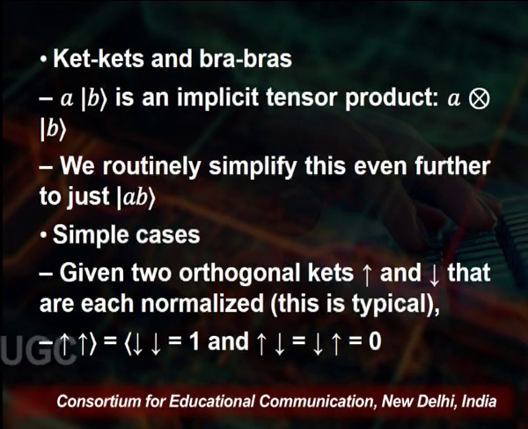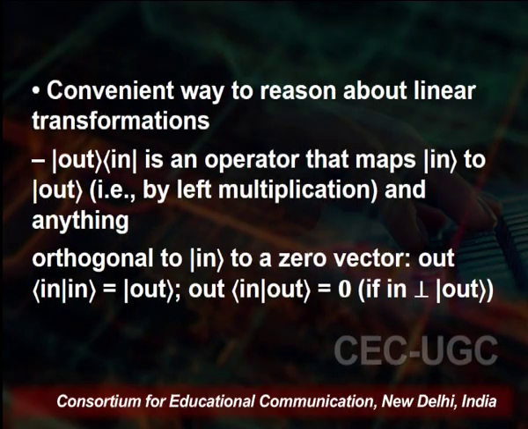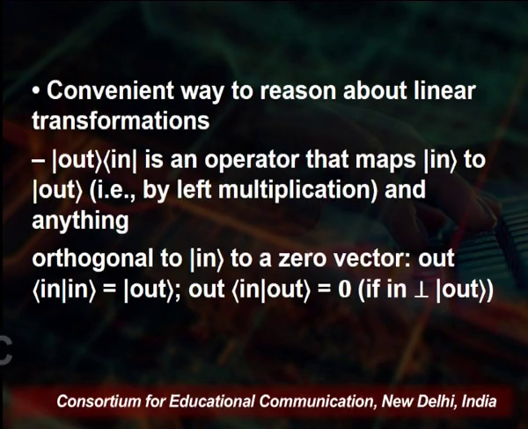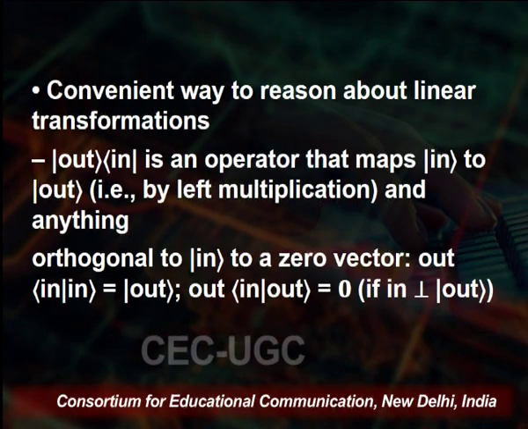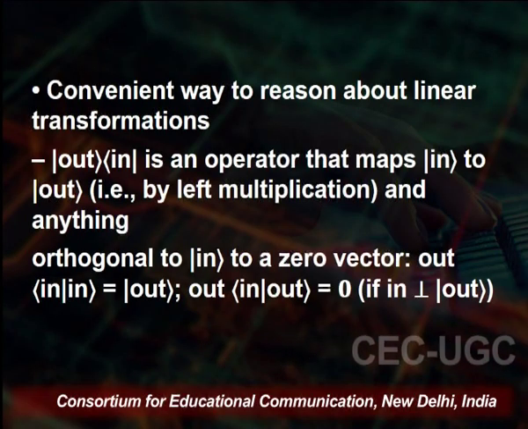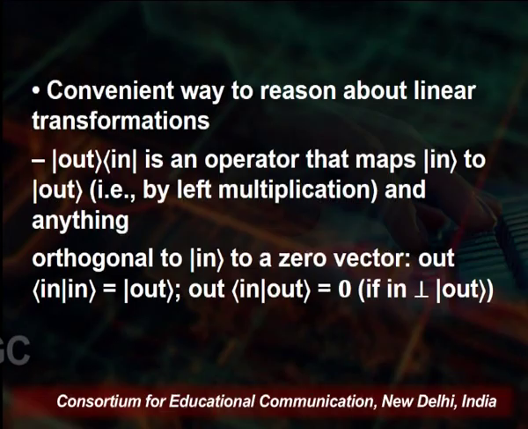If one up, one down, is equal to another up, another down, then it is equal to 0. So this is a convenient way to reason about linear transformation. Out, in, out means 0, in means 1, and it is an operator that maps into out by left multiplication, and anything orthogonal to the in goes to the 0 vector. Out in is equal to out, or out in out is equal to 0.